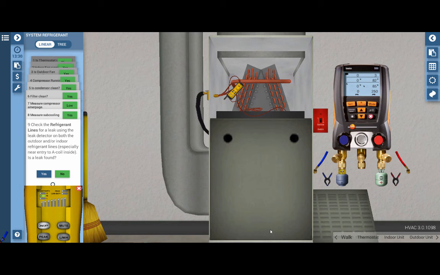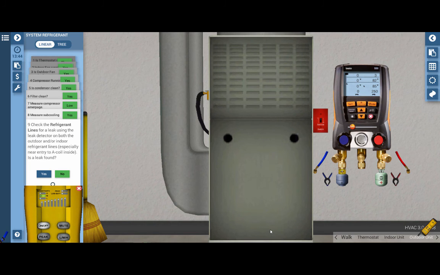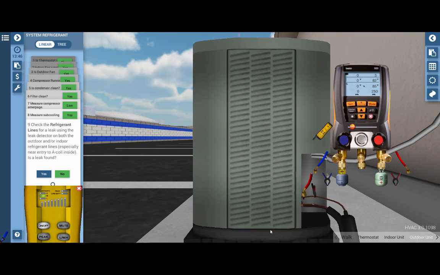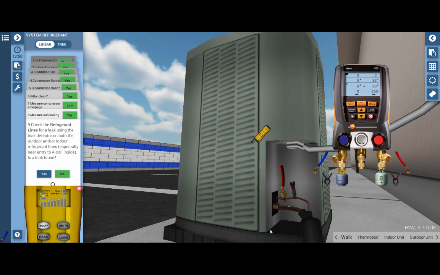In the event that you did find a leak, you may want to verify that with soap bubbles. But in this case, more than likely what happened when the unit was installed, or possibly on a previous service call, the technician did not adequately charge the unit. So what we're going to do, we're going to go back to the outdoor unit. Now that we know that a leak is not present, it's not going to be necessary to recover or pump down the system of refrigerant and repair the leak. We just simply need to add some refrigerant to the system.